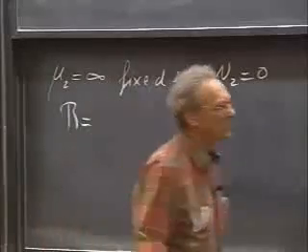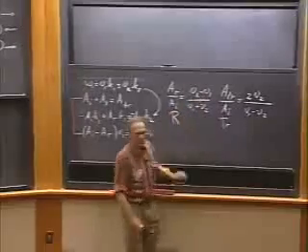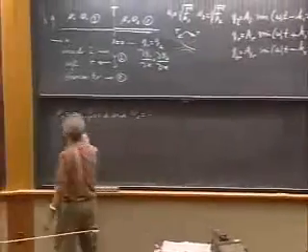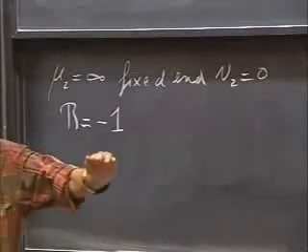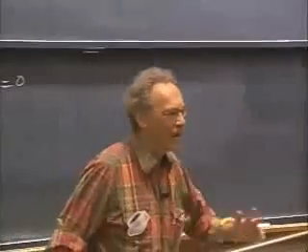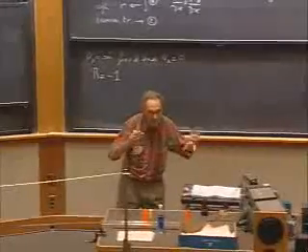V2 is 0. Well, if V2 is 0, I get minus 1. Minus 1 means that when a mountain rolls in, what comes back? A valley. And when a valley rolls in, what comes back? A mountain. And we've seen that. We demonstrated it last time.